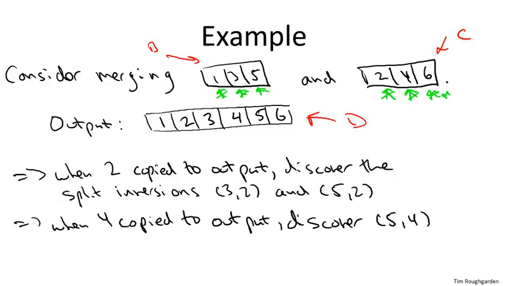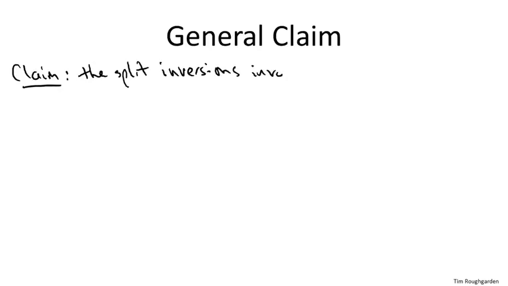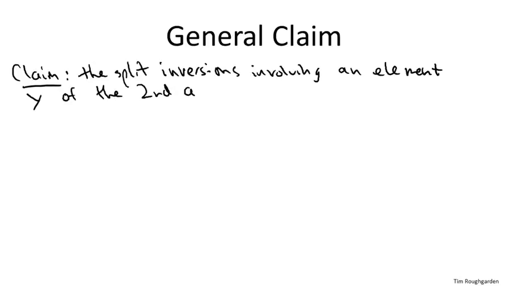And you will recall from the earlier video that these were the inversions in the original array, 3, 2, 5, 2, and 5, 4. We discovered them all in an automated method by just keeping an eye out when we copy from the right array C. So this is indeed a general principle, so let me state the general claim. So the claim is not just in this specific example, in this specific execution, but no matter what the input array is, no matter how many split inversions there might be, the split inversions that involve an element of the second half of the array are precisely those elements remaining in the first array when that element gets copied over to the output array. So this is exactly the pattern that we saw in the example.